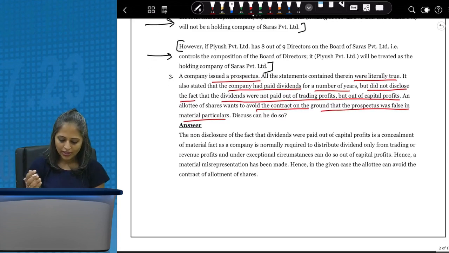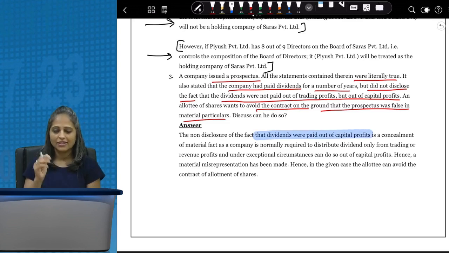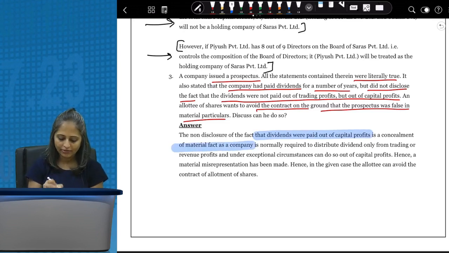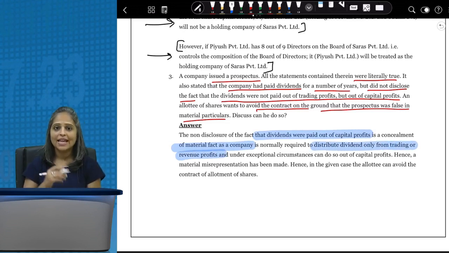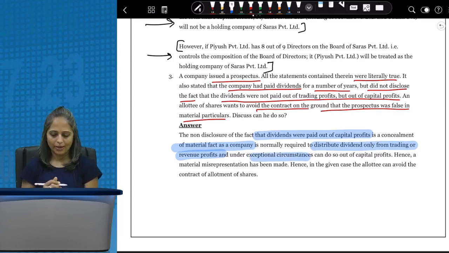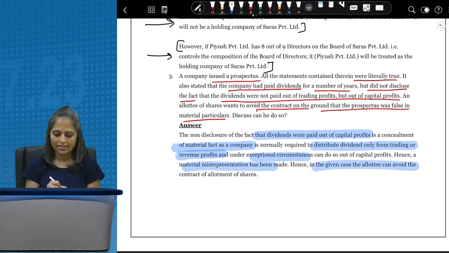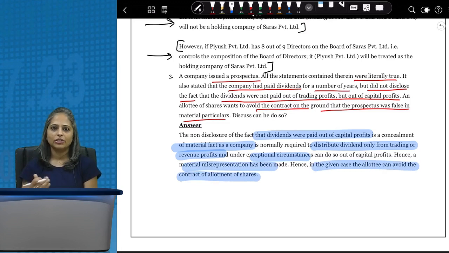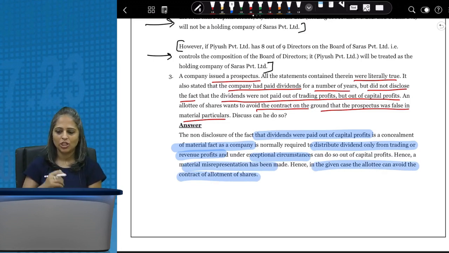The non-disclosure of the fact that dividends were paid out of capital profits is a concealment of material fact, as a company is normally required to distribute dividend only from trading or revenue profits and under exceptional circumstances can do so out of capital profits. Hence, a material misrepresentation has been made and hence in the given case, the allottee can avoid the contract for allotment of shares.